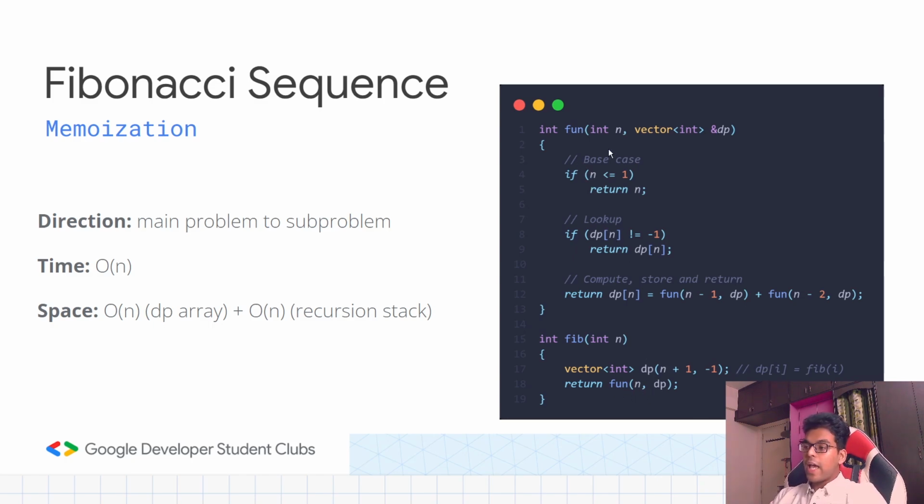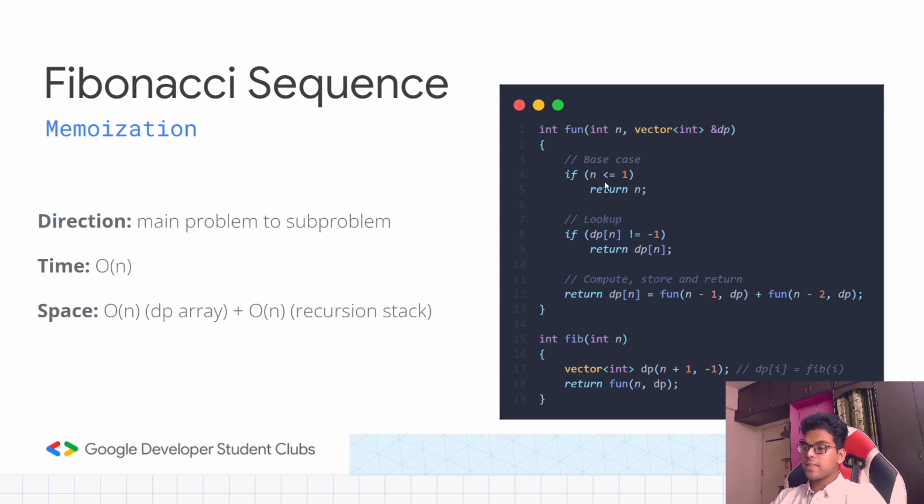Fun over here is a helper function which helps us in filling the DP array from top to bottom, from the problem to sub-problem direction. So let us discuss the helper function, which is a recursive function. And any recursive function has two main components, base case and recursive case. The base case here is that if n is 0 or 1, denoted by n less than or equal to 1, we directly return the number. As we had seen before, Fibonacci of 0 is 0, Fibonacci of 1 is 1.